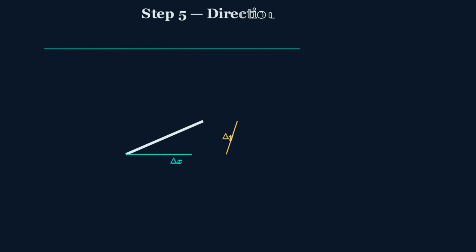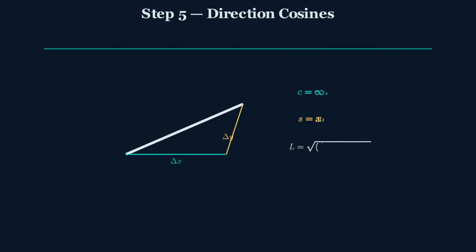To describe the member orientation, use its horizontal and vertical projections. These are delta x and delta y. The cosine of theta is delta x divided by L, while the sine of theta is delta y divided by L. These two direction cosines are what allow a two-dimensional global displacement to be projected onto the one-dimensional member axis.